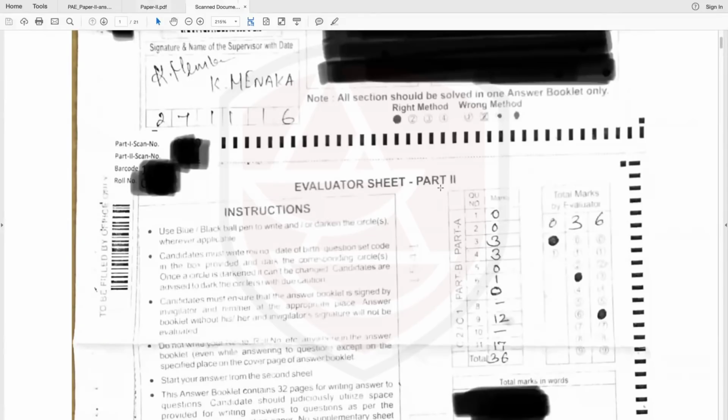Now, this is the student's answer sheet, and you can see that he had scored 36 out of the designated marks, and because of which he actually expected to clear this exam, but he couldn't clear it, and he scored really good marks in paper 1. And because he couldn't clear it, he took an RTI and he got a copy of this.